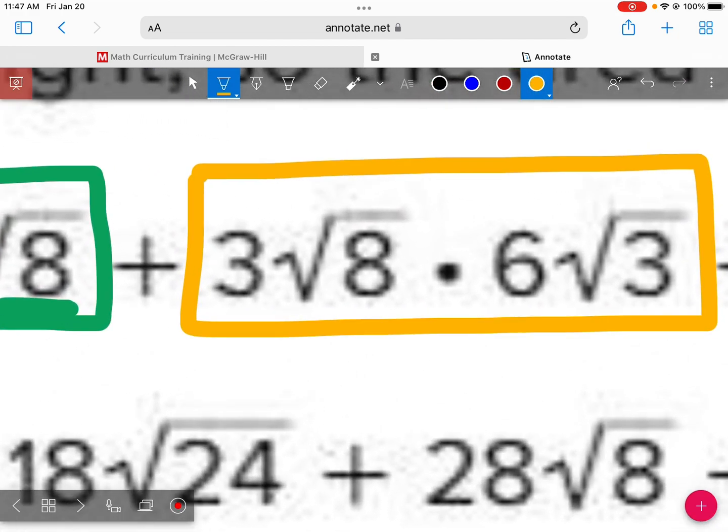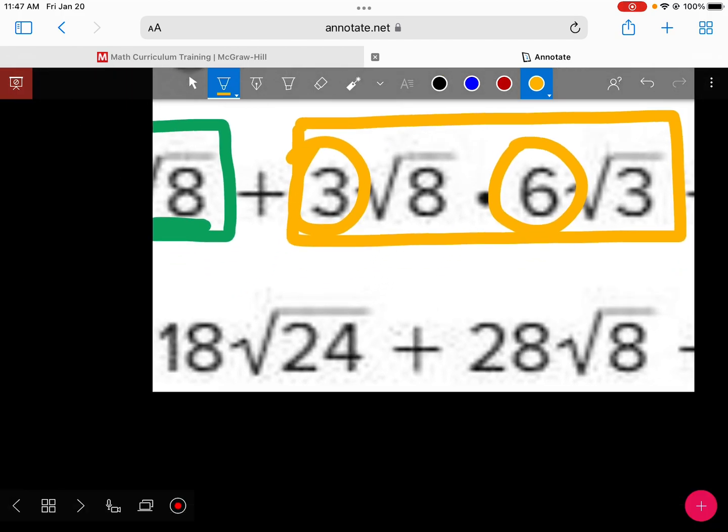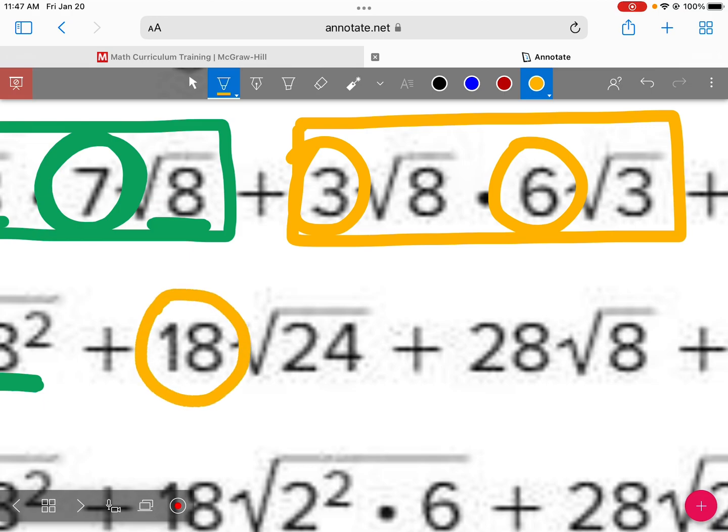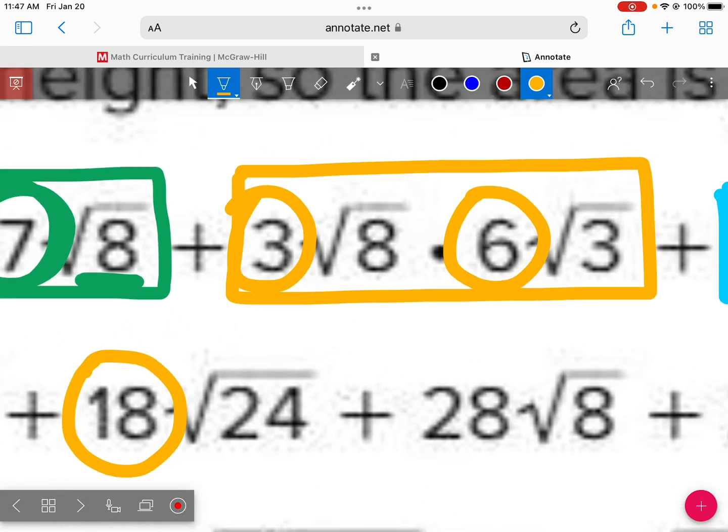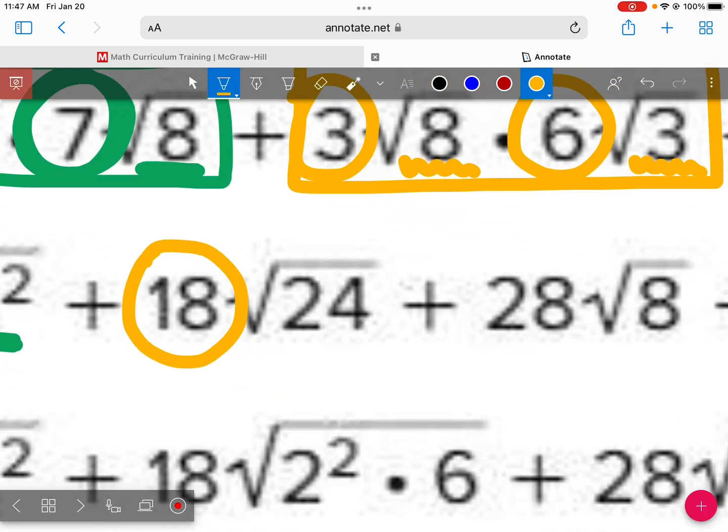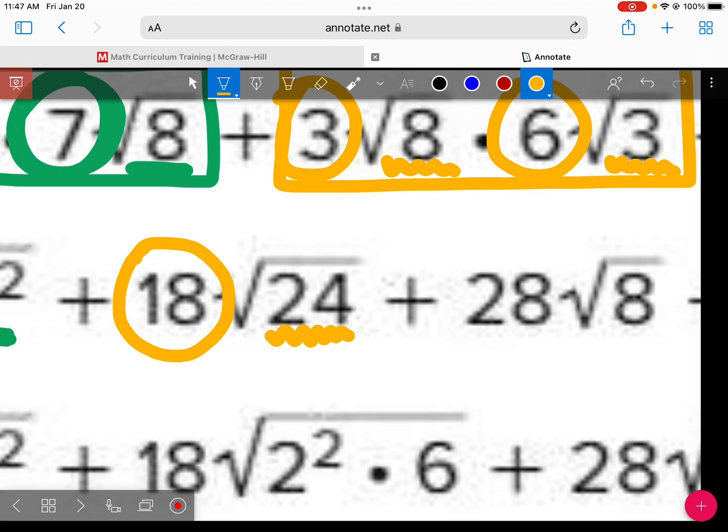Coming over here to the next piece, with the yellow box around it, what are the numbers that are not under the radical? 3 and 6. And when I multiply those together, I get what? 18. Then we multiply the parts that are underneath the radical together. What are my radicands? What are the things underneath the radical? 8 and 3. And when I multiply those together, I get what? I get 24.